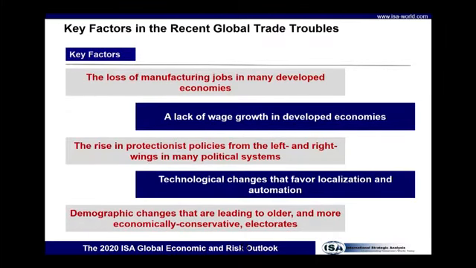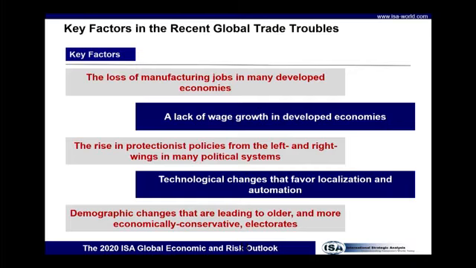So why are we seeing this surge in trade disputes? And it's not just the U.S. and China, it's not just the U.S. and Europe. We're seeing many countries around the world engaged in varying types of trade disputes. One key reason, of course, is the loss of manufacturing jobs in developed economies. We've seen that here in Ohio. We see that in many countries around the world.